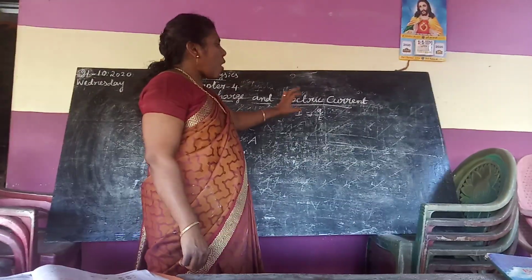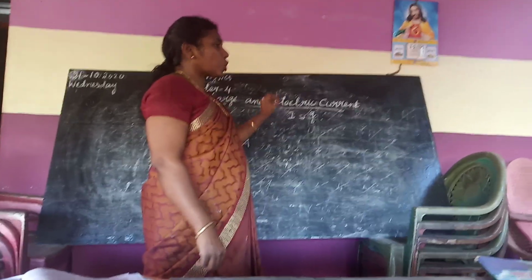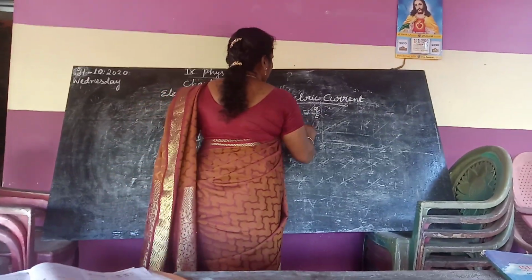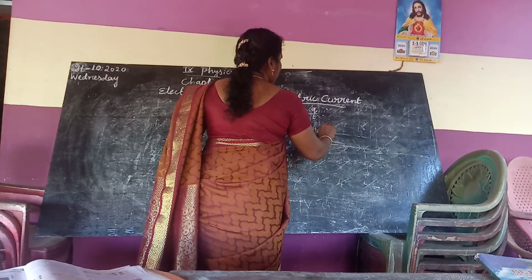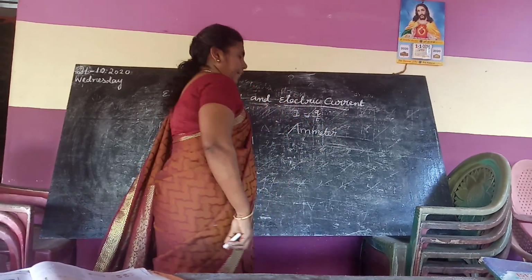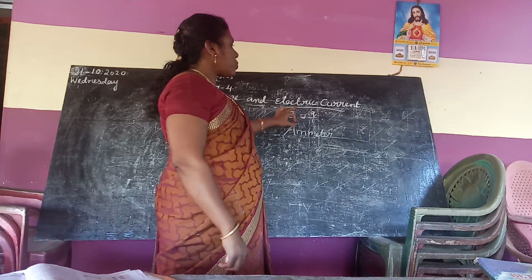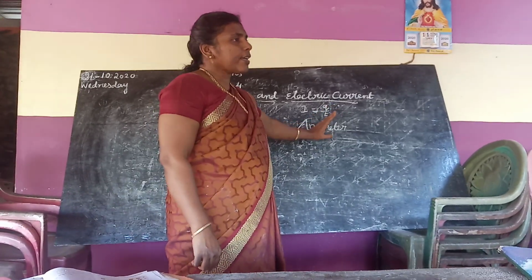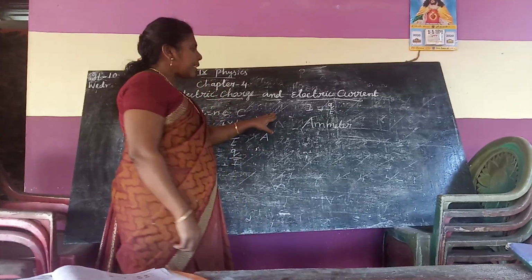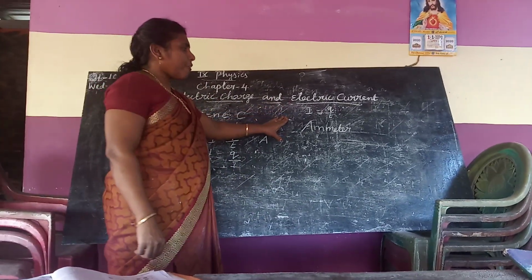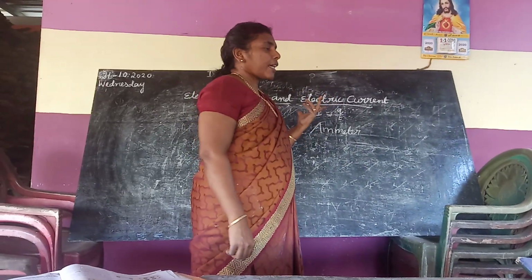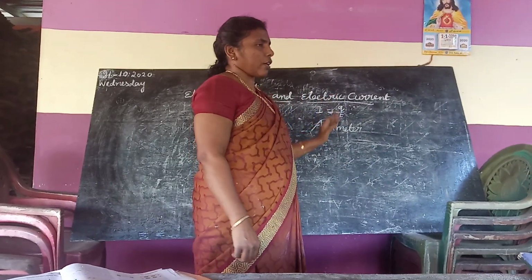Now, which instrument is used to measure electric current? Ammeter is used to measure the electric current. Today we will learn about EMF and how current is measured. Now, what is current? Flow of charges is called current.